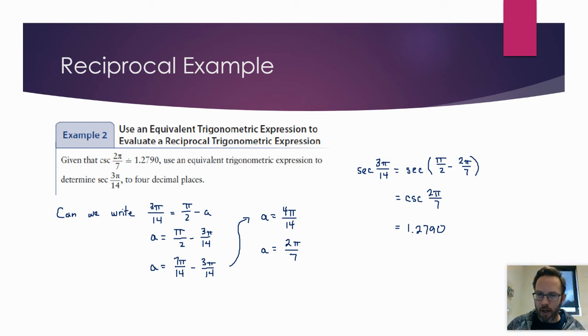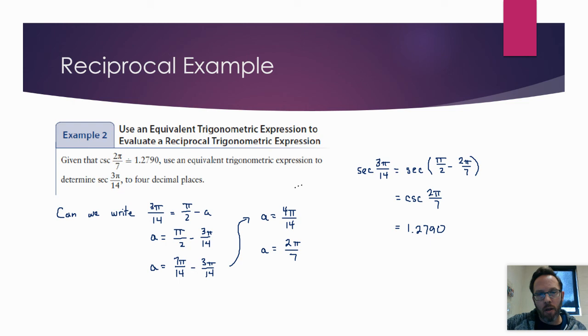But I got 1.2790, just like I expected. One more time, guys. I know, obviously, we could just use a calculator to evaluate these. Not the point of the exercise. The point of the exercise is to get stronger, get used to these co-function identities a little bit.